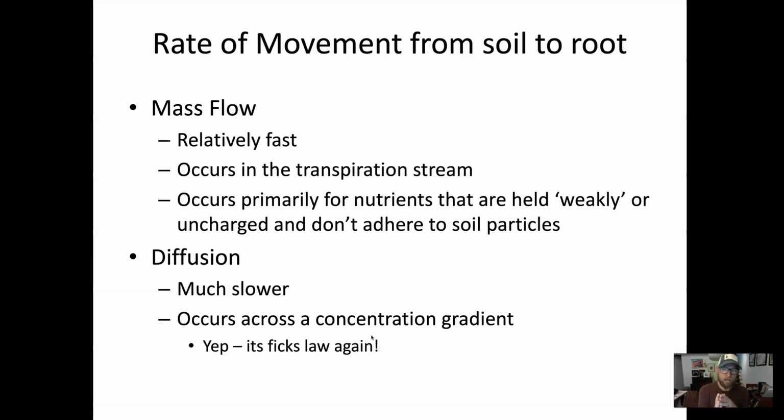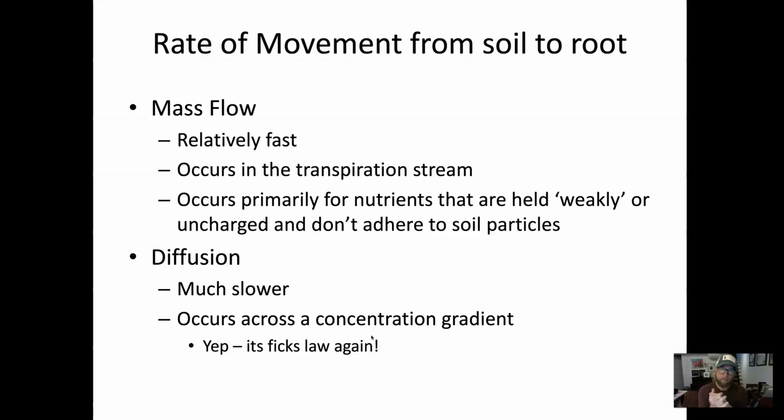When we talk about nutrients held weakly, we'll talk about nitrate. Nitrate, remember, is NO3 with a negative charge. And since the soil particles tend to be negatively charged, those two aren't going to adhere to each other very well. So the nitrate is more loose in the soil, if you will, and more likely to be taken up through mass flow in the transpiration stream.